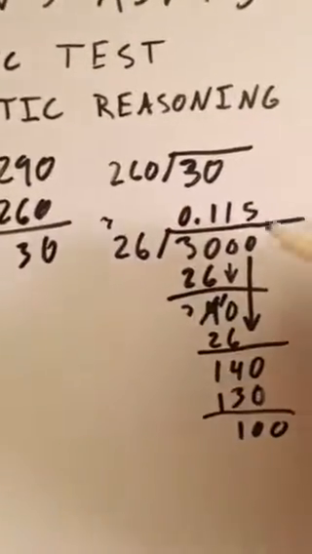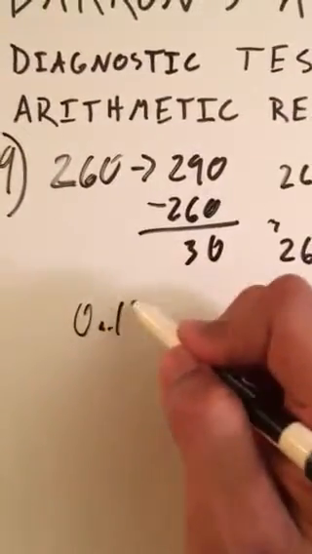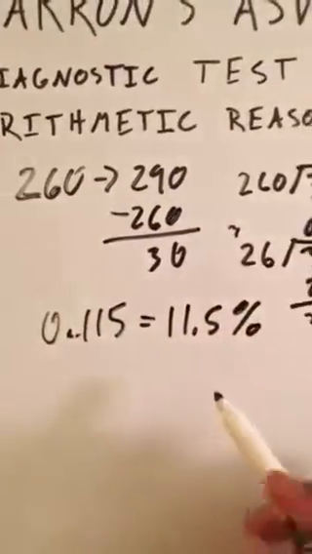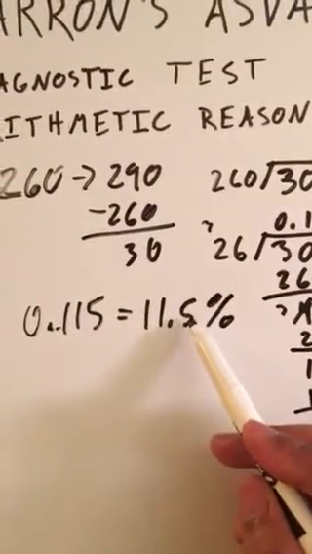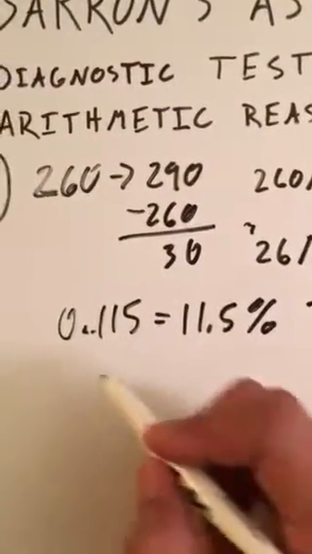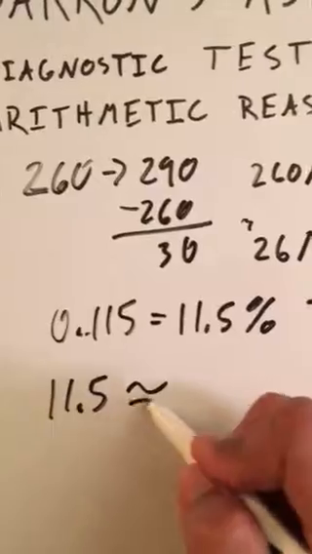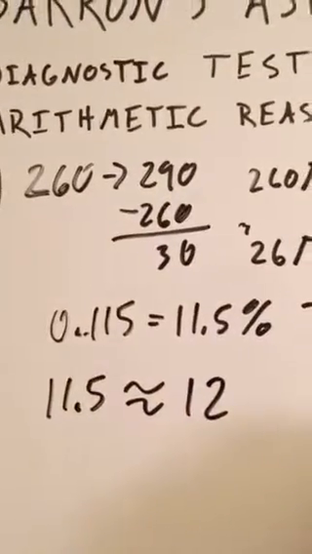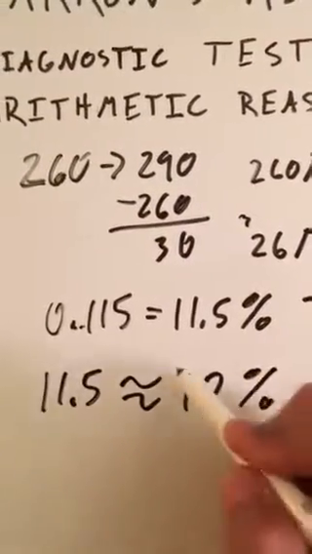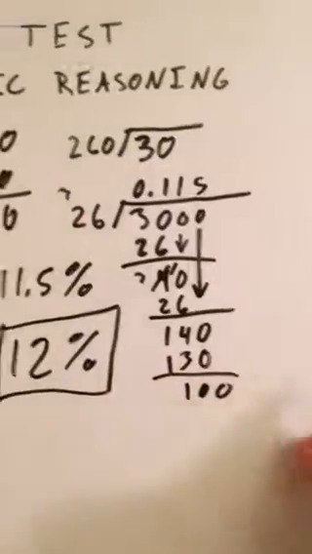And we know at present this is 0.115. 0.115 equals 11.5%. And everything at 5 and above goes to the next number up, so it goes up to 12. So 11.5 rounds up to 12. So 12% is the final answer because the question asked us to round. Otherwise, we would have continued solving that out.